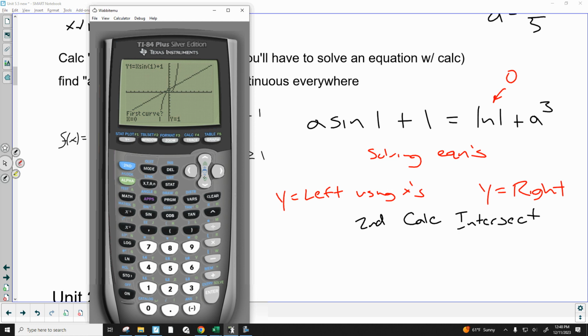So we got x sine 1 plus 1. That's the first curve that I want to find the intersection with. So I will press enter. So that's the first graph. And it says, what's the second curve you want to select? You see the other equation already automatically selected. You'll press enter. And then it says, would you like me to guess?